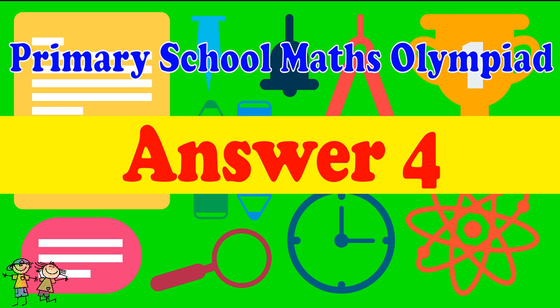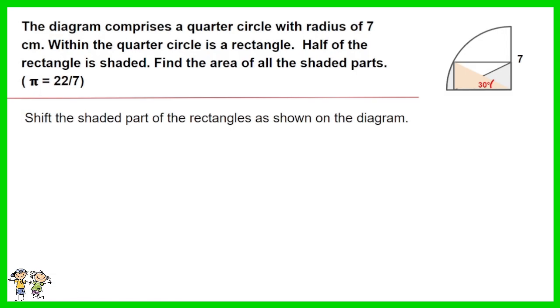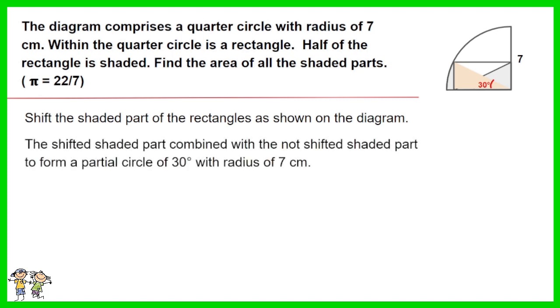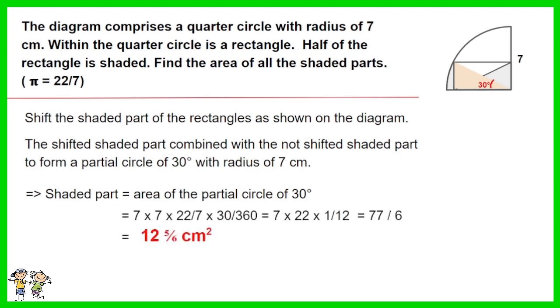Answer for question 4. Shift the shaded part of the rectangles as shown on the diagram. The shifted shaded part, combined with the not shifted shaded part, forms a partial circle of 30 degrees, with radius of 7 centimeters. Thus shaded part equals area of the partial circle of 30 degrees. Work out the equation. The answer is 12 and 5 over 6 centimeters squared.